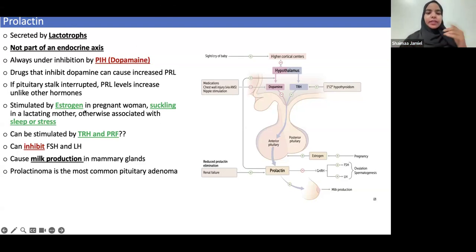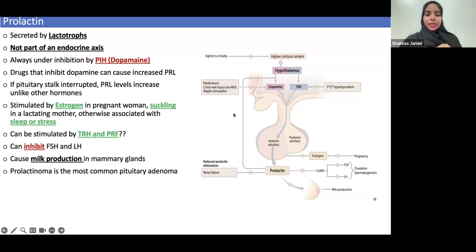Another stimulating thing is the thyroid releasing hormone, TRH, which also stimulates prolactin. And there's some evidence of something called prolactin releasing factor, but honestly, I'm not sure. He had it bolded, so I added it. But yeah.